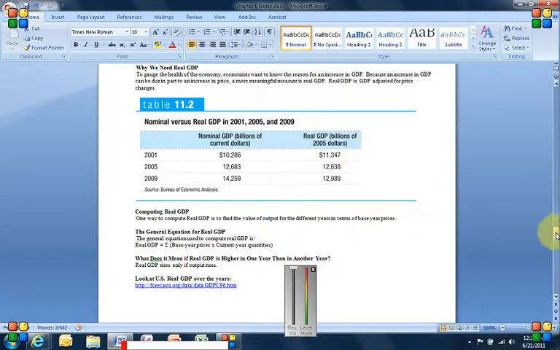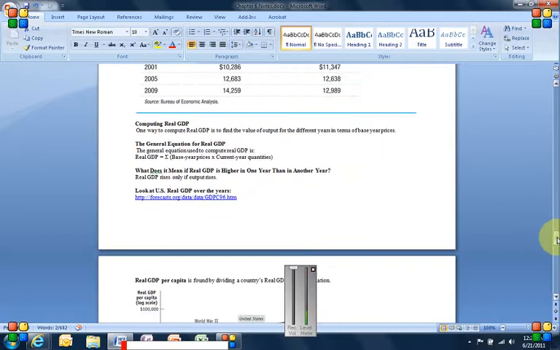So how do you compute real GDP? Very basic way. What you do is you factor out the impact of inflation using this equation. Real GDP equals the base year prices times the current year quantities.